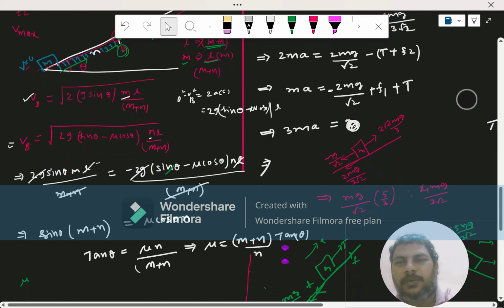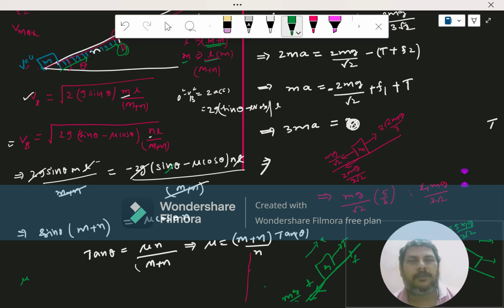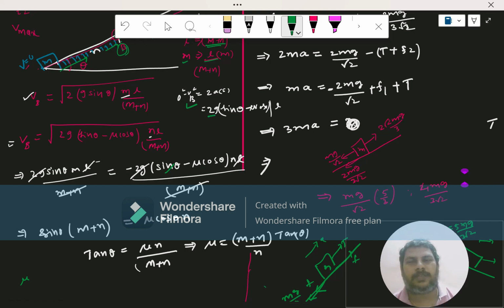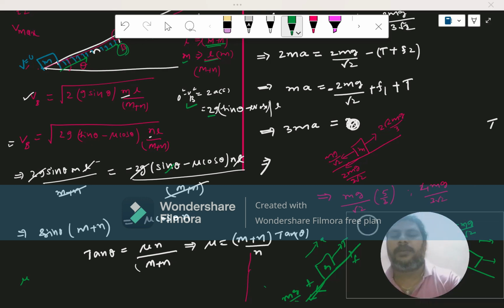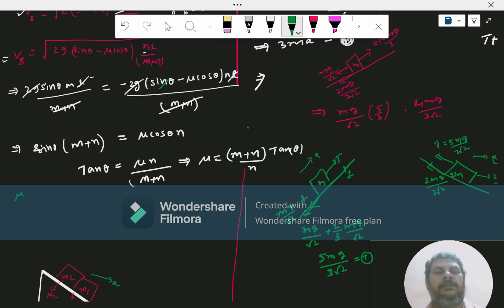So that's why you have to go with minus VB square equal to 2g into sin theta minus mu cos theta into L. Remember this. Substitute these two VB values as equal: minus of 2g into sin theta minus mu cos theta into L by m plus n. This L by m plus n gets cancelled. So finally tan theta is equal to mu n by m plus n will come. If you don't take this, m minus n will come and it will go wrong. For a smooth surface the mu value will become 0, right? So that is studied.